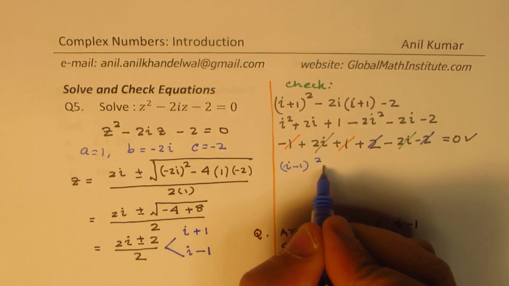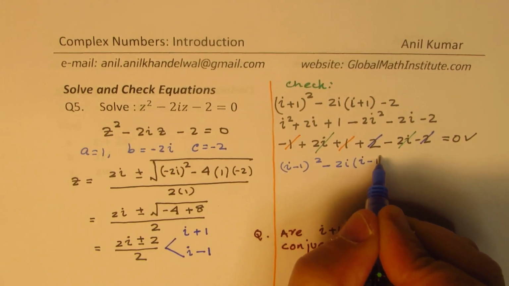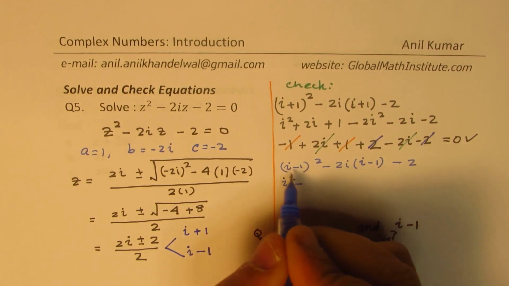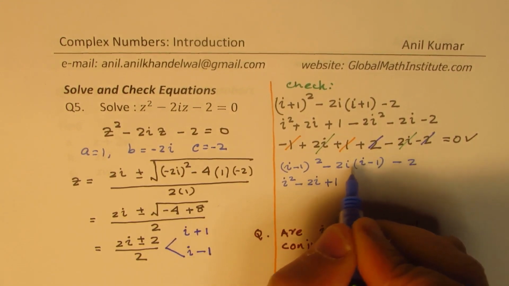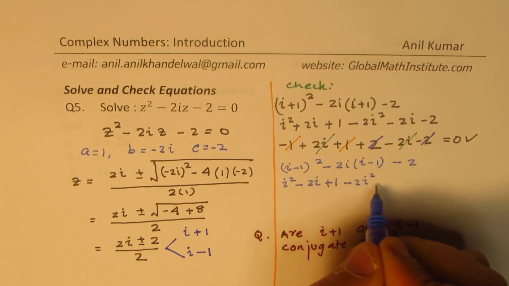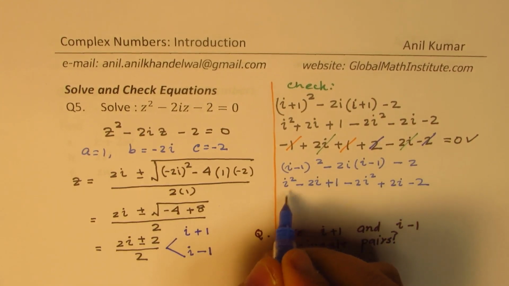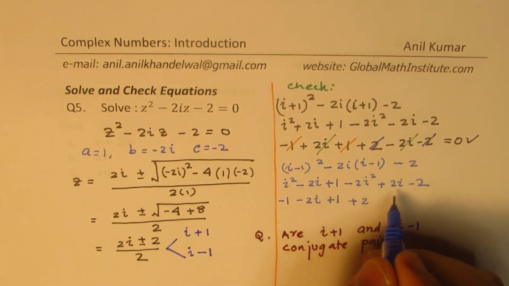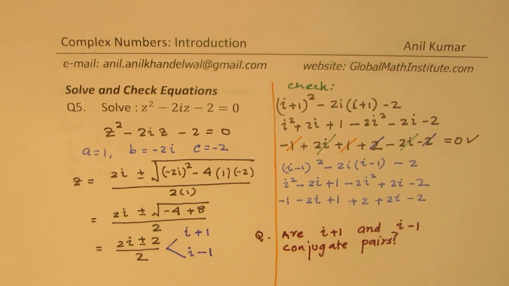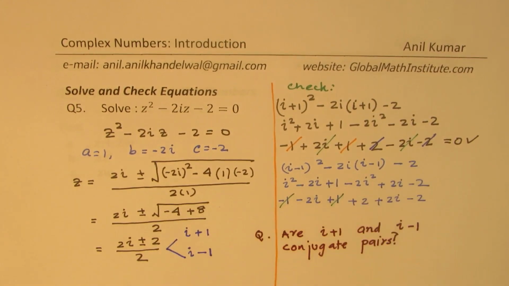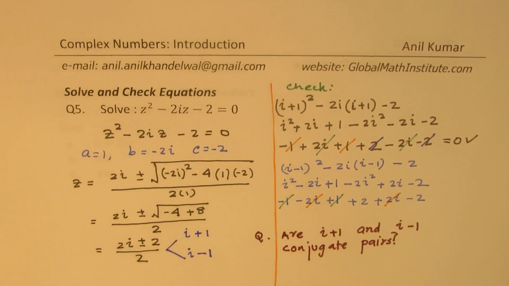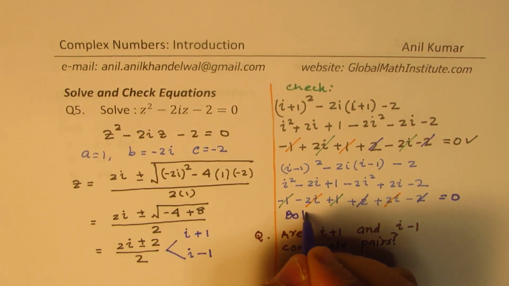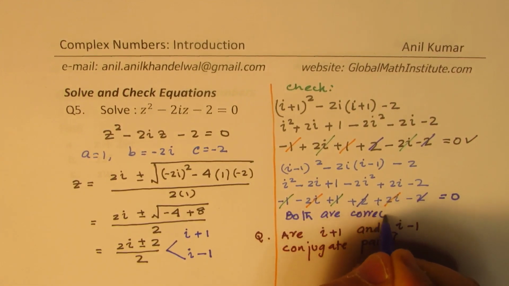So if I have i minus 1 whole square minus 2i times i minus 1 minus 2. What do we get? So i square, we get i square minus 2i plus 1. And here when you expand, you get minus 2i square plus 2i minus 2. i square is negative 1 minus 2i plus 1. Here this becomes plus 2 since i square is negative 1, plus 2i, negative 2. So here also you can cancel negative 1 with positive 1. You can cancel minus 2i with plus 2i and also 2 with 2, and this is also equal to 0, right? So both are correct answers. Is that clear to you?